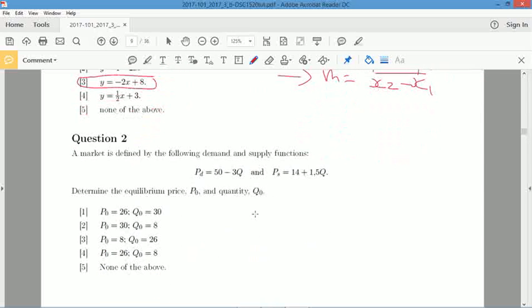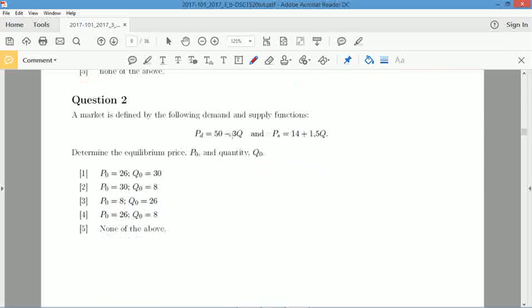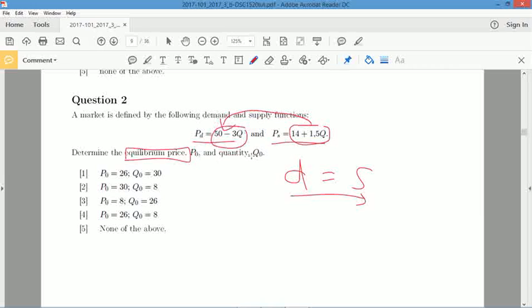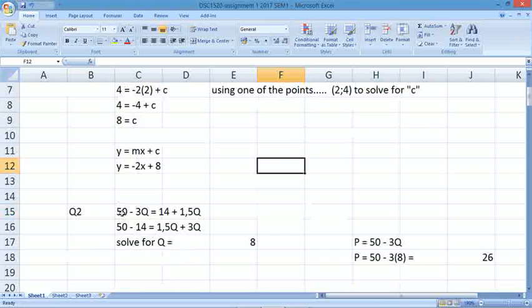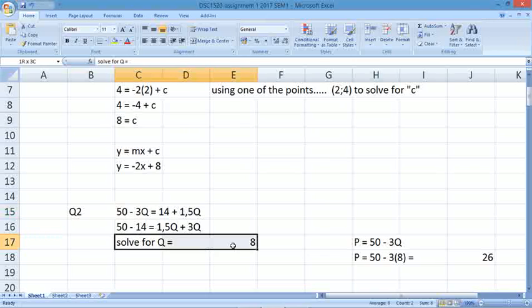Question number 2. A market is defined by the following demand and supply functions. So you've got demand and you've got supply. If they want you to find equilibrium, I need to make demand equal supply, and then I need to solve for the missing variables. If I substitute those amounts in, I'm going to get the two equations being equal, and then I can solve for the missing amount. So if I show you the working for that one, make the two equations equal, take the q's to the one side, take the numbers to the other side, and solve for q.